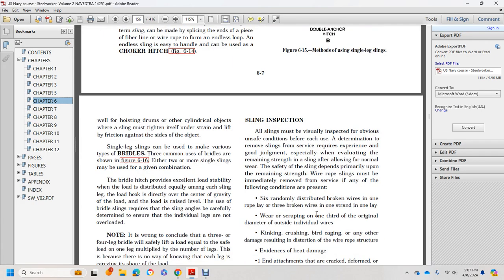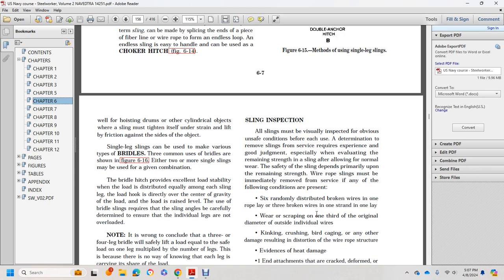Sling inspection. All slings must be visually inspected for unsafe conditions before each use. If damage is determined, remove the sling from service. This requires experience and good judgment, especially in evaluating remaining strength. The safety of a sling depends primarily on the remaining strength of the wire rope. A wire rope sling must be immediately removed from service if any of the following conditions are present: 6 randomly distributed broken wires in 1 rope lay, or 3 broken wires in 1 strand in 1 lay.